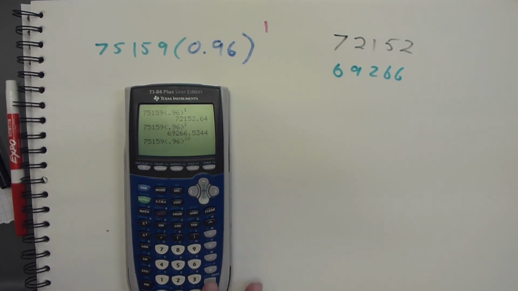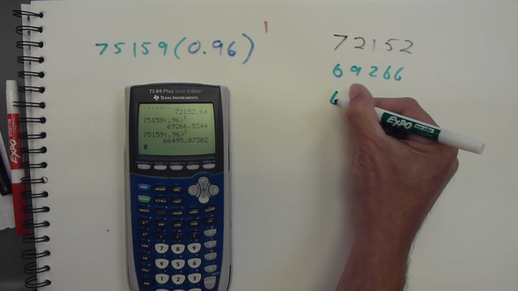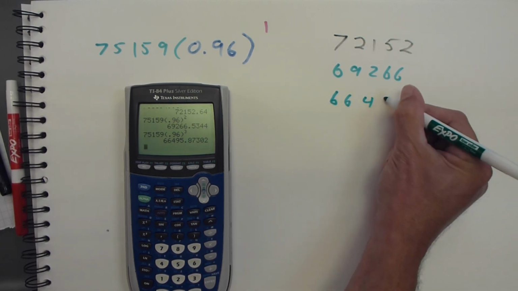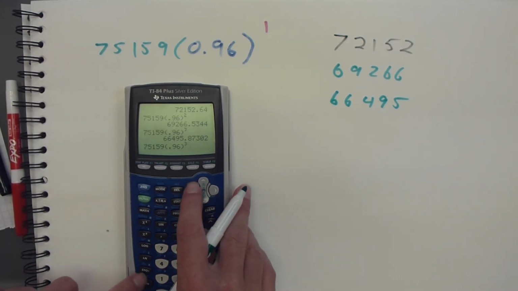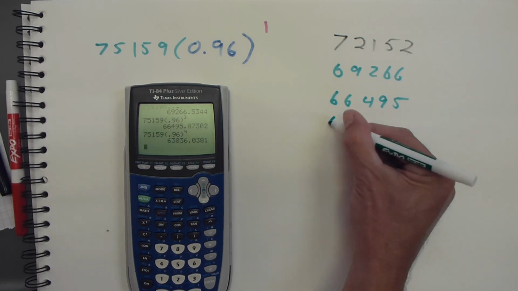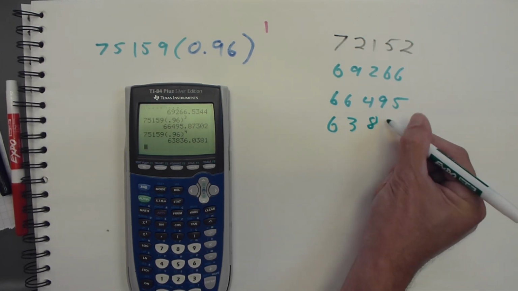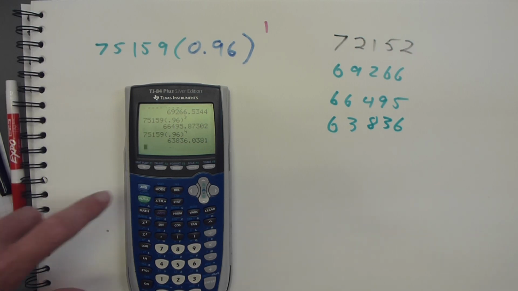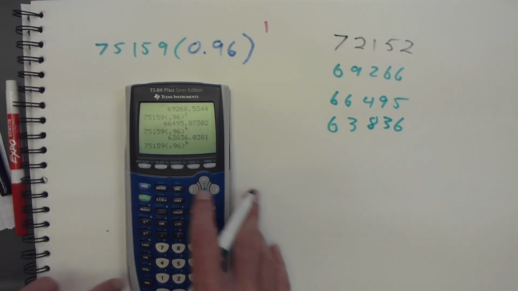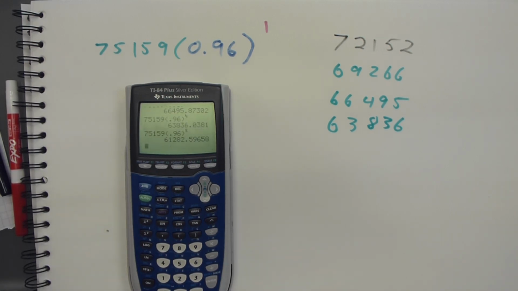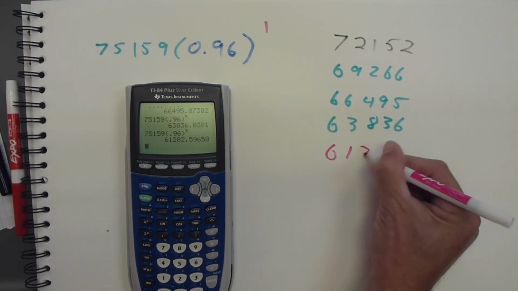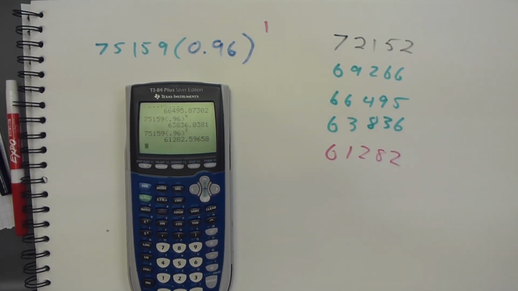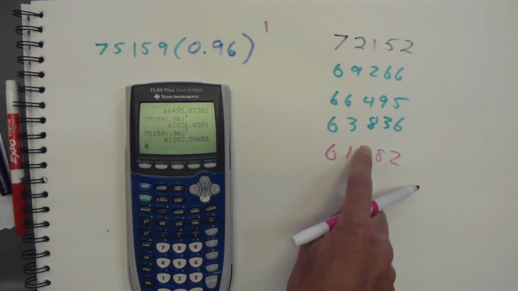And then 3, 66,495, then 4, 63,836, and then 5, 61,282. So if we're looking for the 5th year, that should be the one we want.